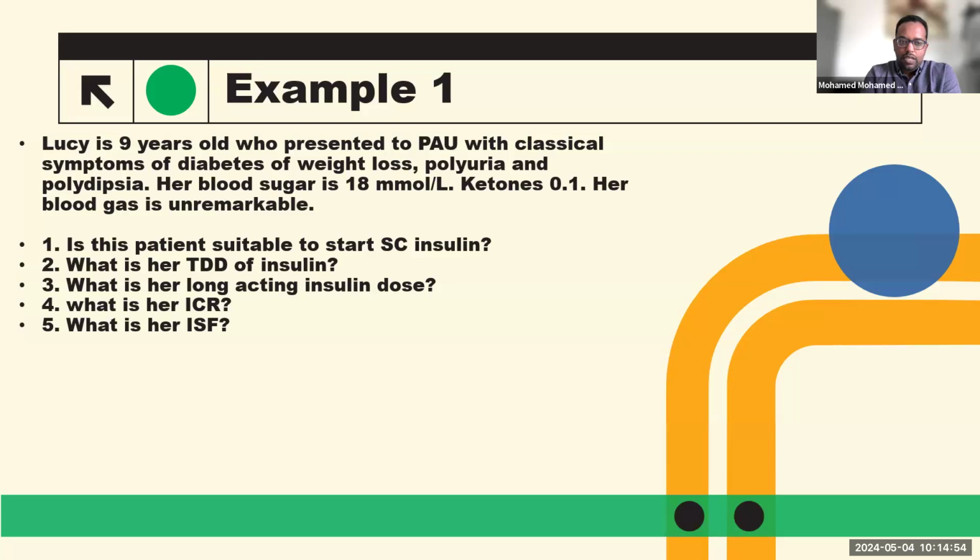So is she suitable to have a subcutaneous insulin? And if she does, what's her total daily dose and long-acting dose, and what's her ICR and ISF? And this can be a real life scenario. So I don't know if people are happy to pop in the chat what they think, what the calculations are. Do you want me to go back to the slide of calculations, or?